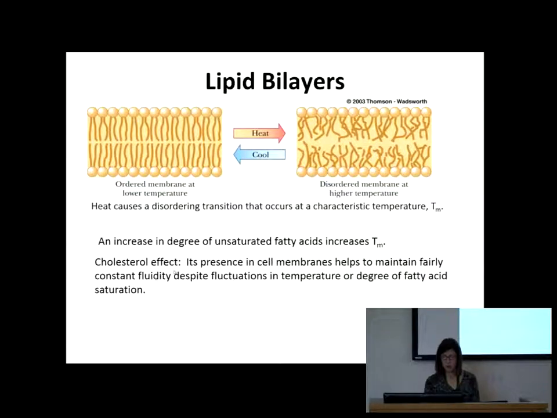So if we have the cholesterol in there, you'll still get this disorder, but it won't lead to an increase in fluidity because it's a piece of cardboard adding the rigidity.